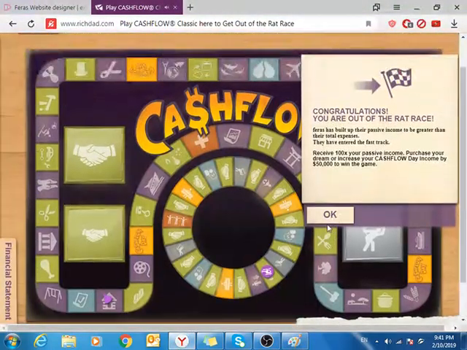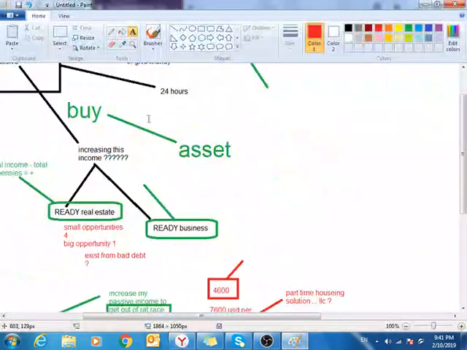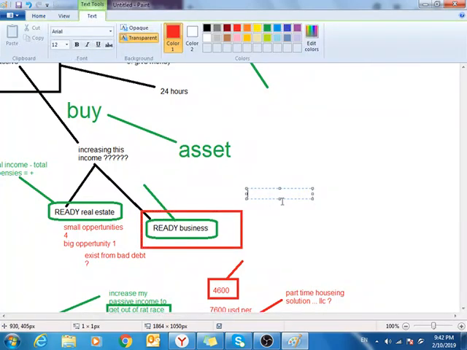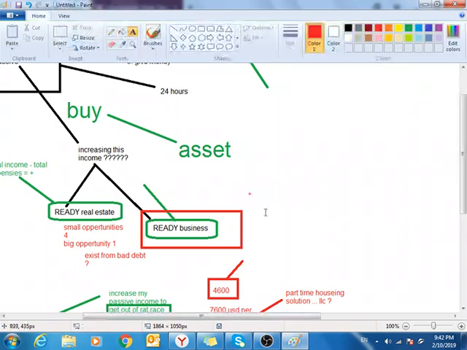Now let's go for the second phase, which is ready businesses with positive cash flow. Cash flow is total income minus total expenses. I have a number, a positive number. We call that positive or negative number cash flow. We are looking for positive cash flow.